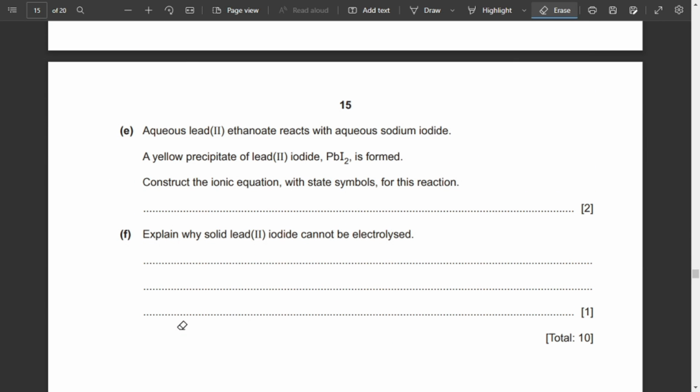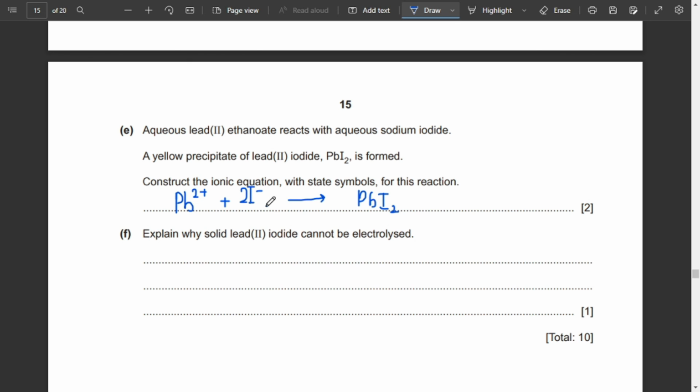Moving on to part E, aqueous lead(II) ethanoate reacts with aqueous sodium iodide. A yellow precipitate of lead(II) iodide, PbI2, is formed. Construct an ionic equation with state symbols for this reaction. If we draw the ionic equation, it's going to be something like this. This is how you're going to do it, and now I'll balance it. Because we need to write an ionic equation, this is how you can make it simply.